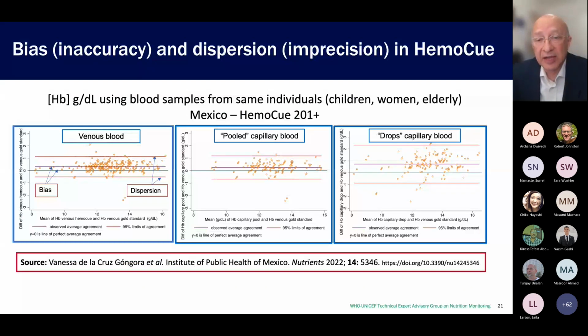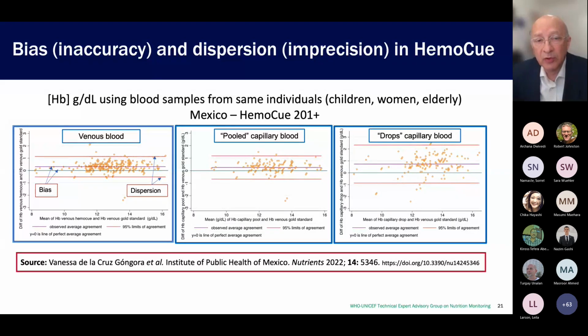And with these three different types of blood coming from the same individuals, the venous blood, the pool of capillary blood at the center, and the drops of capillary blood. Like Leila was explaining, the average of the difference between the reading of the HemoQ and the gold standard is in the vertical axis, and is represented in the figures by a purple line. That is the average difference.